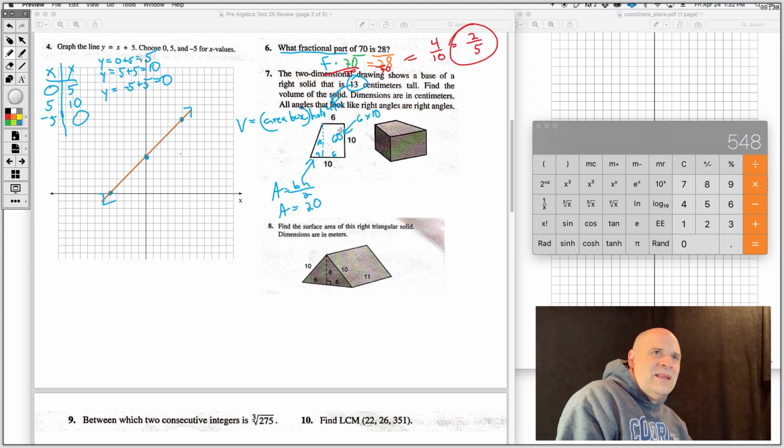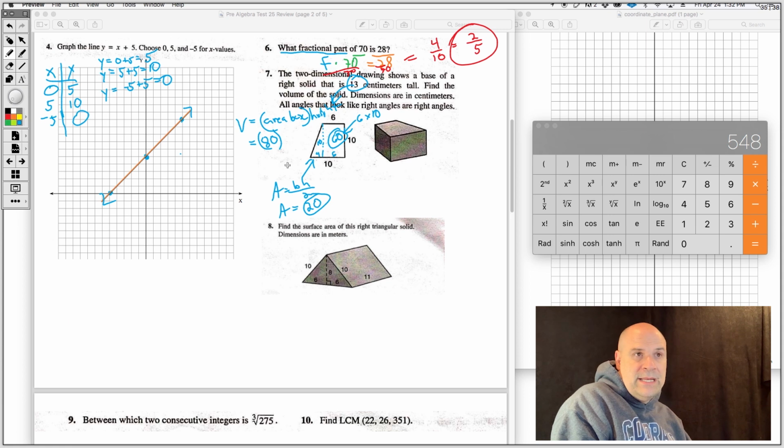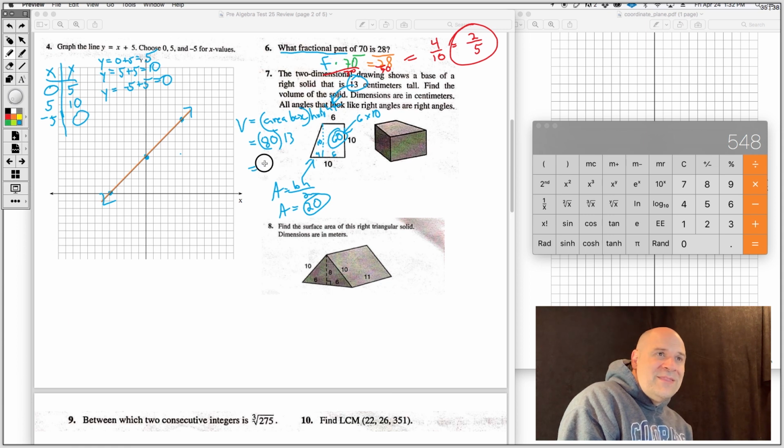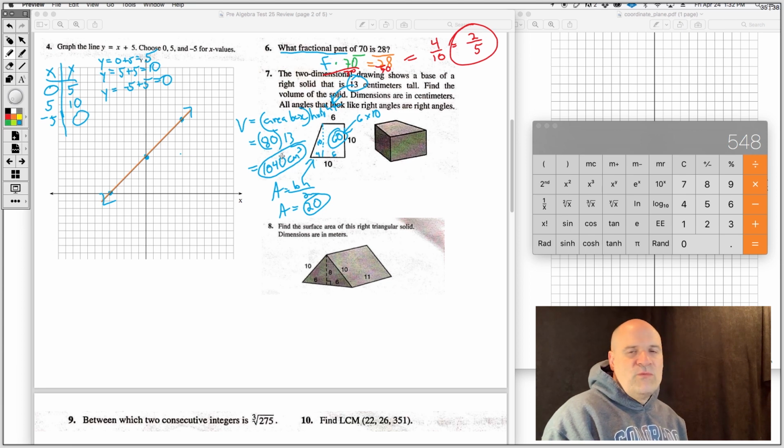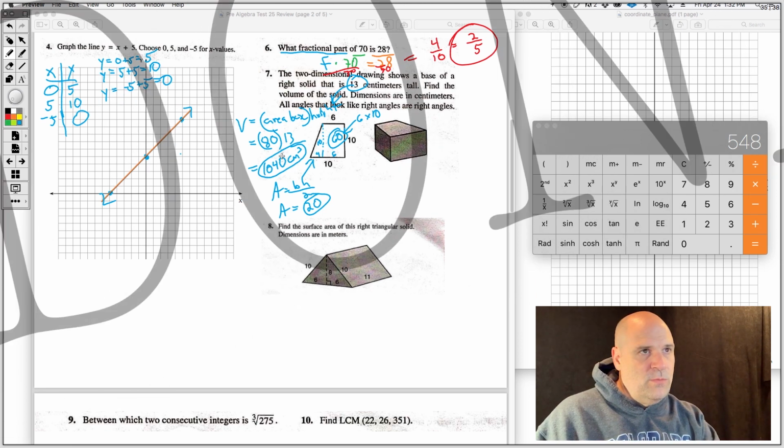All right, so you got a 60 and a 20. So your area of the base is 80, right? Because 60 plus 20 equals 80 times your height, which is 13. Well, let's do that math. That's just 1,040. And what's our dimensions in centimeters? So remember, volume is cubic. How many cubes can you fit in there? So 1,040 cubic centimeters. Boom.